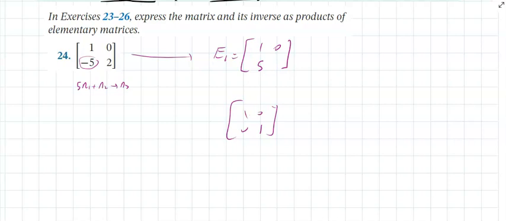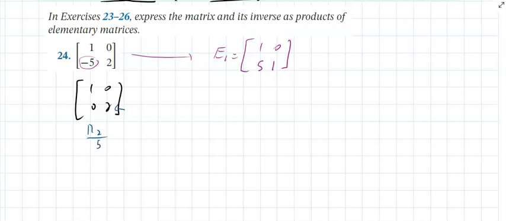Wouldn't that be it right there? So that's the first operation that we did. And what happens, that will make this now 1, 0, 0, 2. Then what would I do? After that, I want to make that a 1. Wouldn't you say take row 2 divided by 2, put it in row 2?